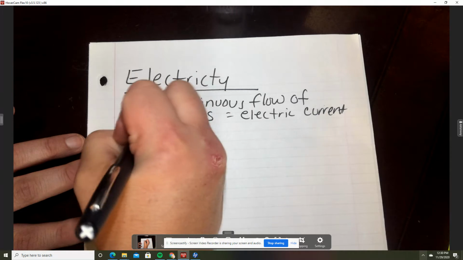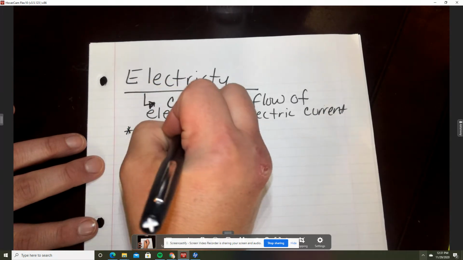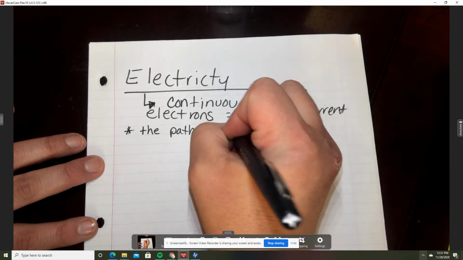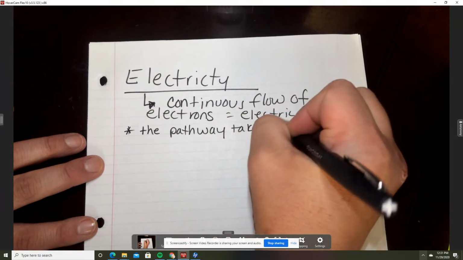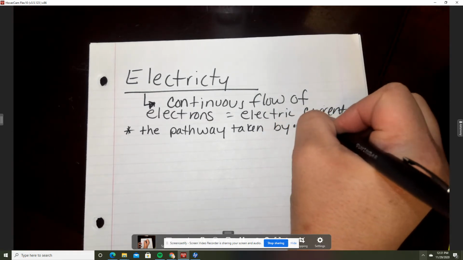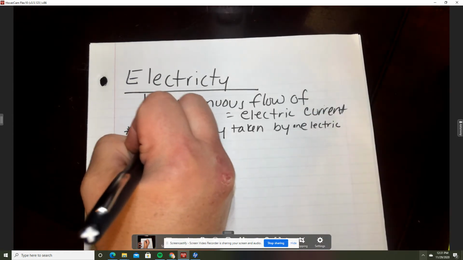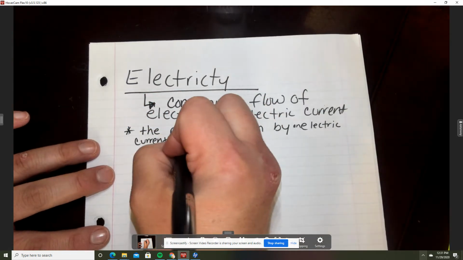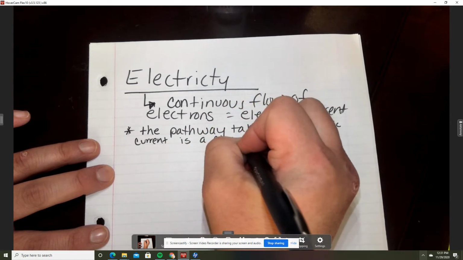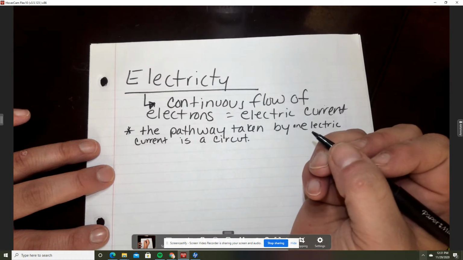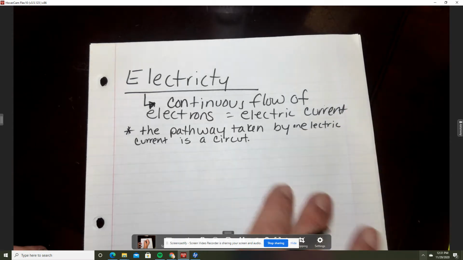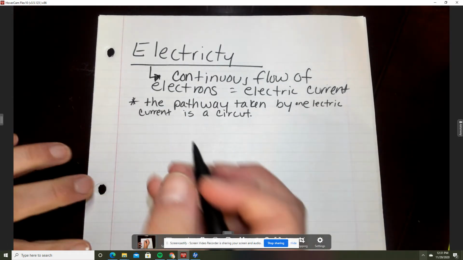The pathway taken by an electric current is a circuit. Okay? So there are two main circuits, and then there are a couple other circuits. Okay?